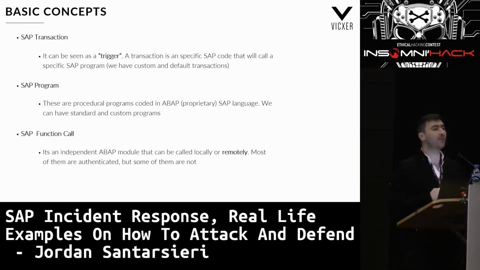And finally, you have the SAP function calls. You can see function calls as remote APIs. You can invoke a function call locally, meaning from your SAP system to itself, or remotely from one SAP system to another, or from a Python script or a Ruby script to the SAP system. That is also very common, especially for interfaces. Most of these remote function calls are authenticated, but there are some that are not.